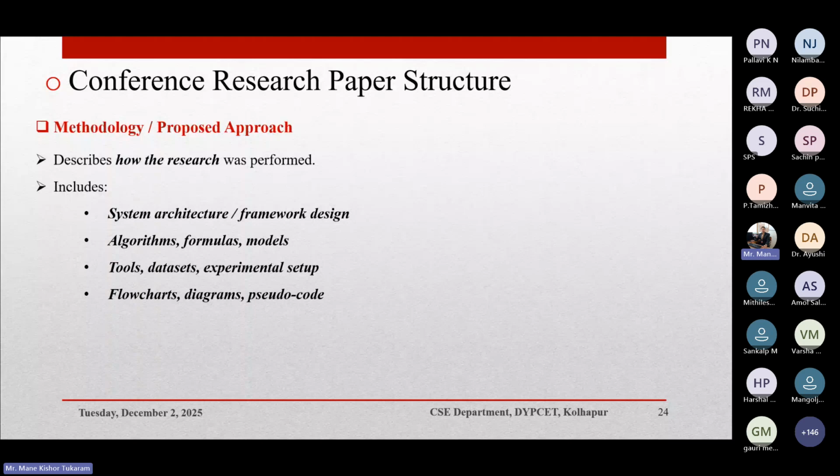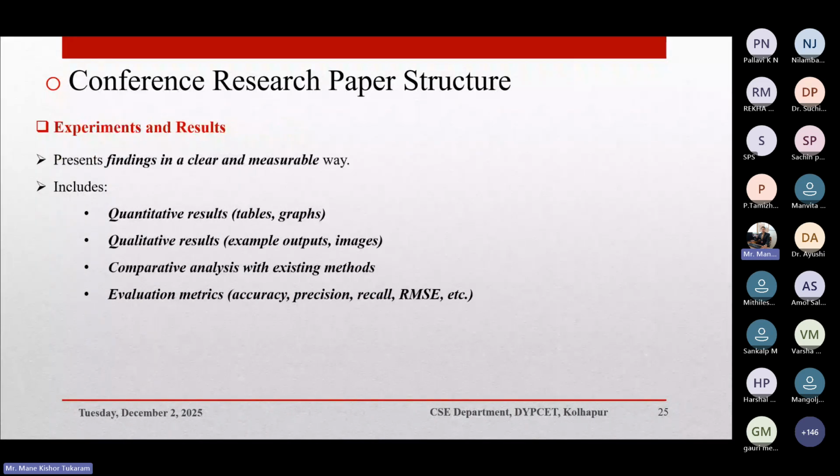Then next one is experiments and results. Experiments and results means we can highlight our findings with the help of either tables or graphs.